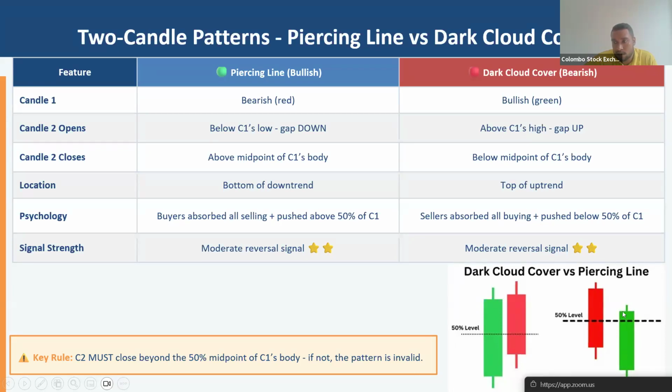This is the opening price. This is the closing price, right? That is bullish if it closes above that 50% level of the first candle, and that basically means buyers absorbed all selling and pushed above the 50% level of the first candle. That is bullish, but it is not that strong. Okay, it's like moderate strength, compared to the other candlestick patterns.